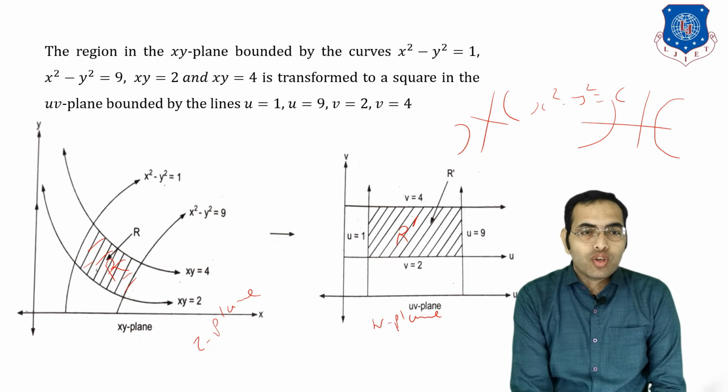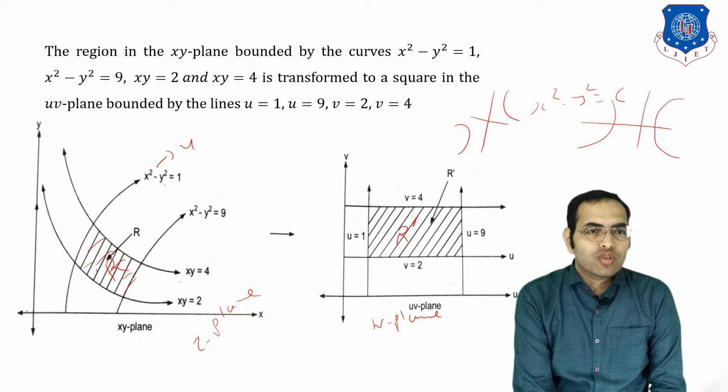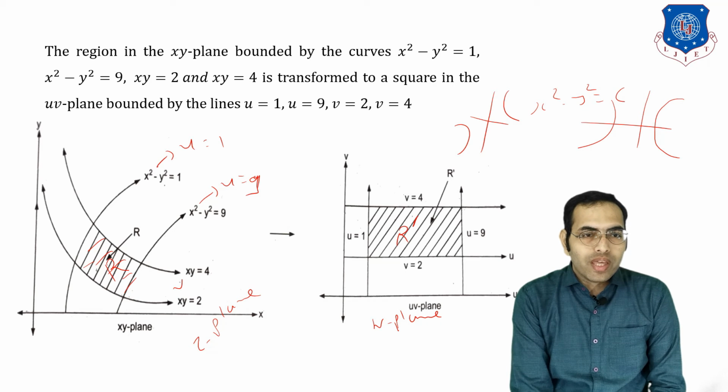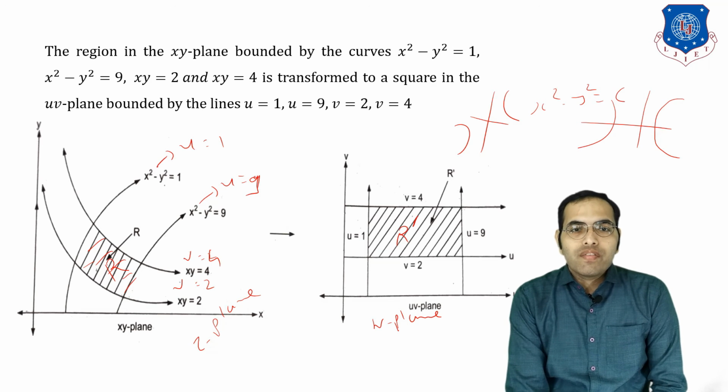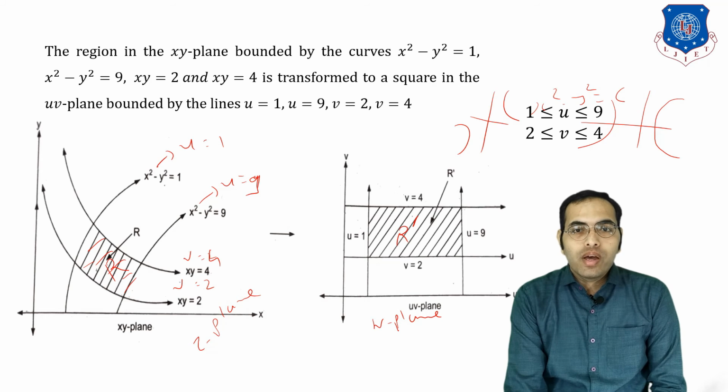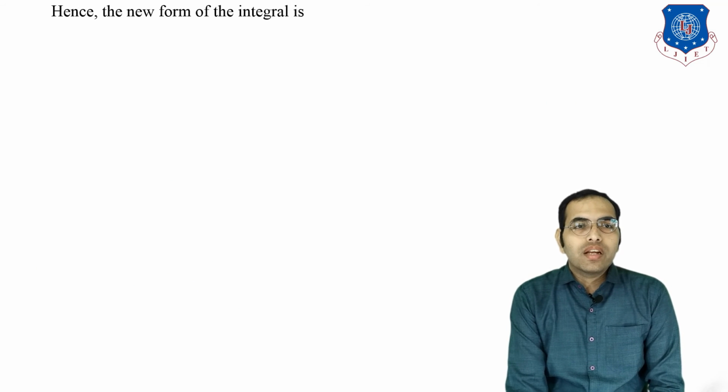Means x square minus y square equal to u, then u equal to 1 and u equal to 9, means u varies from 1 to 9. Similarly xy equal to v, then v equal to 2 and v equal to 4, then v varies from 2 to 4, which is drawn here, where u equal to 1, u equal to 9, v equal to 2 and v equal to 4. These all are the equations of straight lines. Means our limits: u varies from 1 to 9 and v varies from 2 to 4.